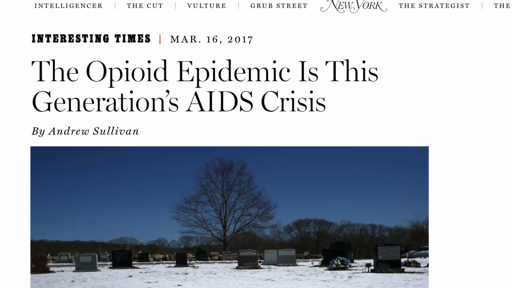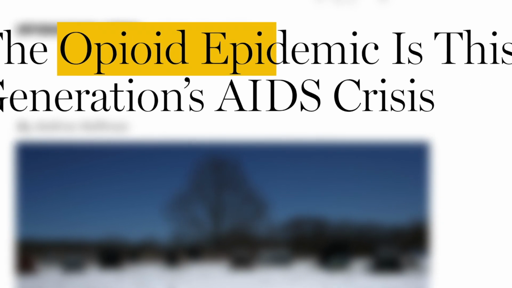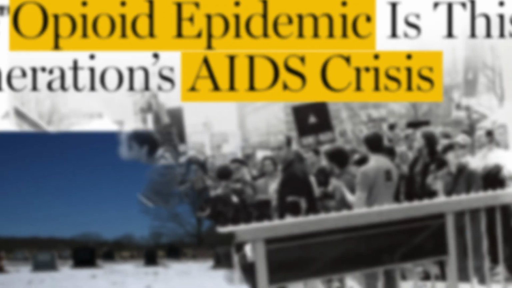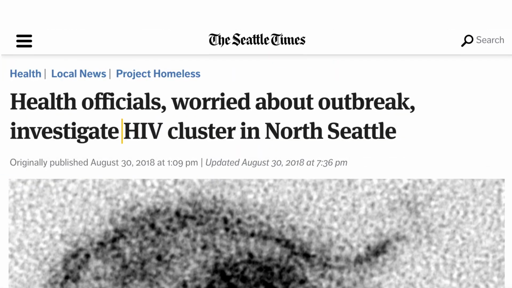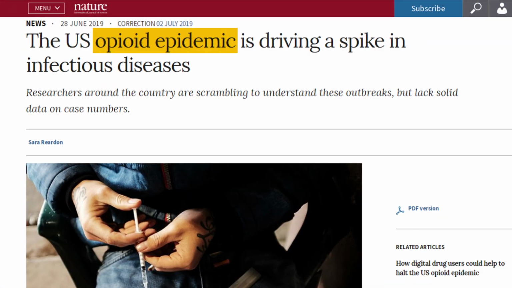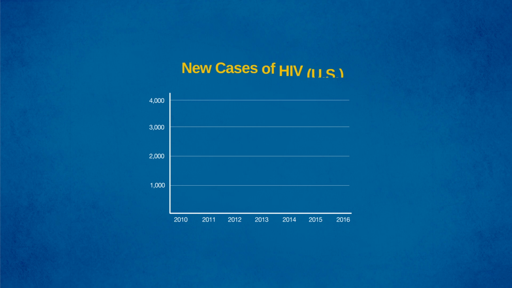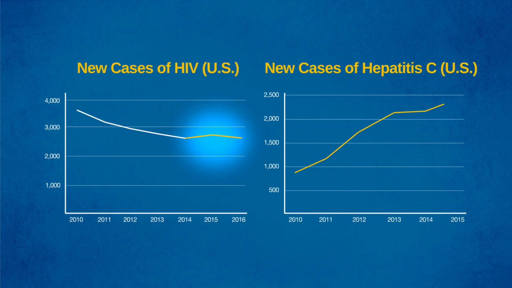Our nation has not faced a public health threat as challenging as the opioid epidemic since the beginning of the global AIDS crisis. Besides an increase in opioid deaths, the CDC has reported that the opioid epidemic has stalled the decline in new HIV infections among people who inject drugs and increased hepatitis C infections.